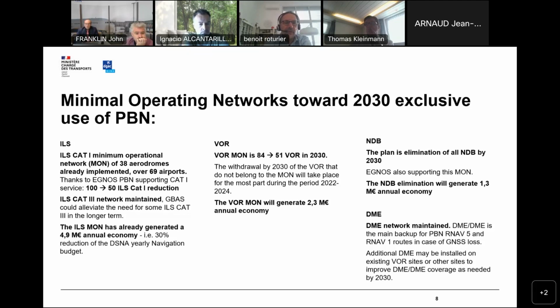In terms of money, the ILS MON has generated, let's say, about 5 million euros annual economy for us. In itself, it doesn't mean much, but when you compare it to the DSNA navigation budget, the yearly navigation budget, this reduction of cost is about 30% of the budget. So that was quite interesting in terms of infrastructure rationalization economy.